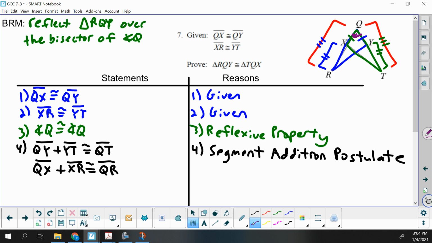We always follow that up by making congruent to each other the sides that had 2 things on them. So we'll just carry down QY plus YT is congruent to QX plus XR. Now I always like to remember each side has 2 things, so we should have 2 words in our reason here. This is just the addition postulate.